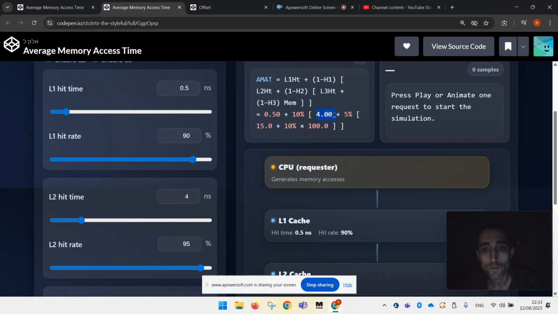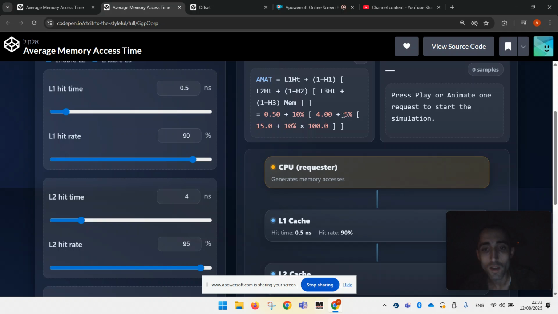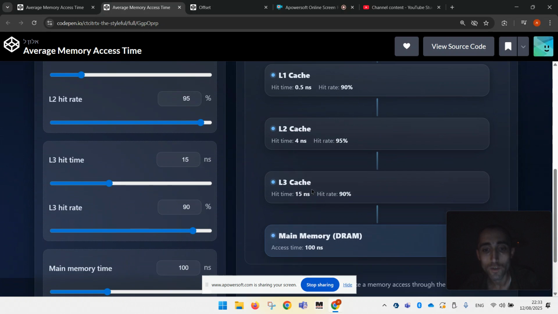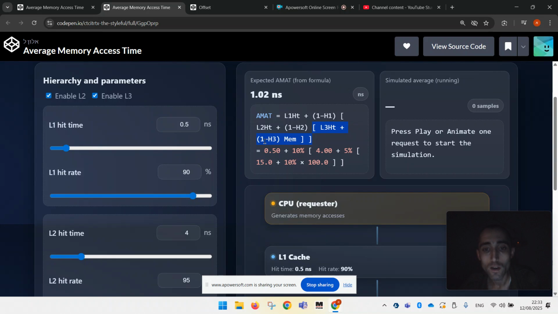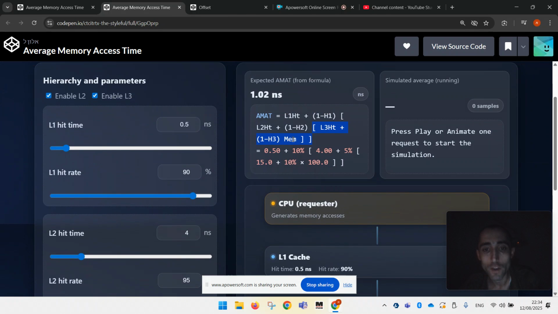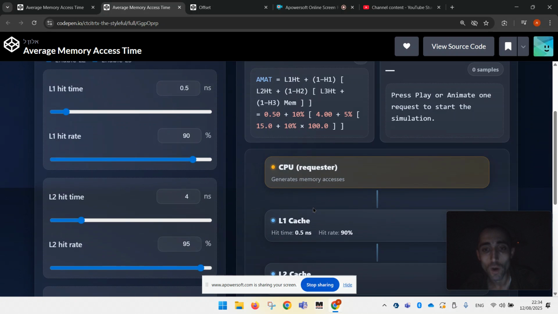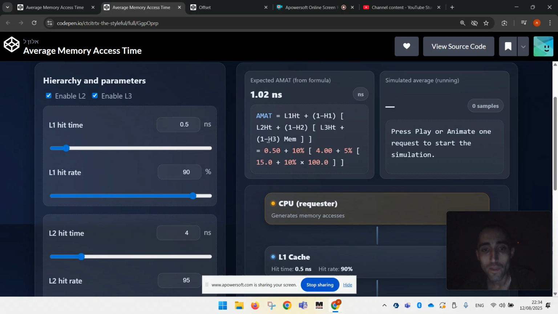So here you see the 4 nanoseconds plus 1 minus the hit rate. So it will be 5%, multiplied by the L3 hit time, which is 15 nanoseconds, plus 1 minus the hit rate of L3 times the memory access time, which is 100 nanoseconds. This is the formula for average memory access time.